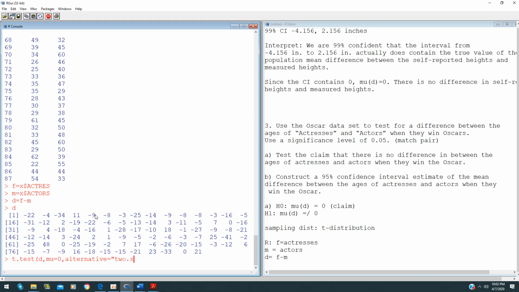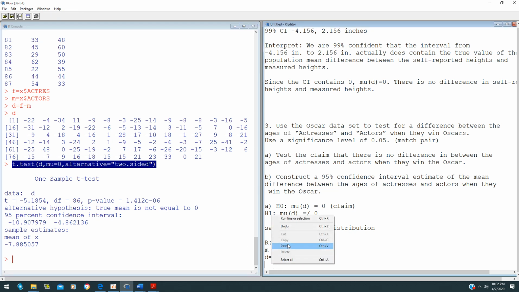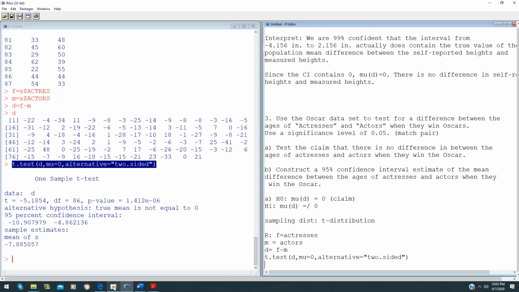Again, we use two-sided here. It's because we are testing for not equal, the not equal sign. So your test statistic here is given as, let me copy this down too. This is your R output, that was a point in your test. So make sure you have that in your test.